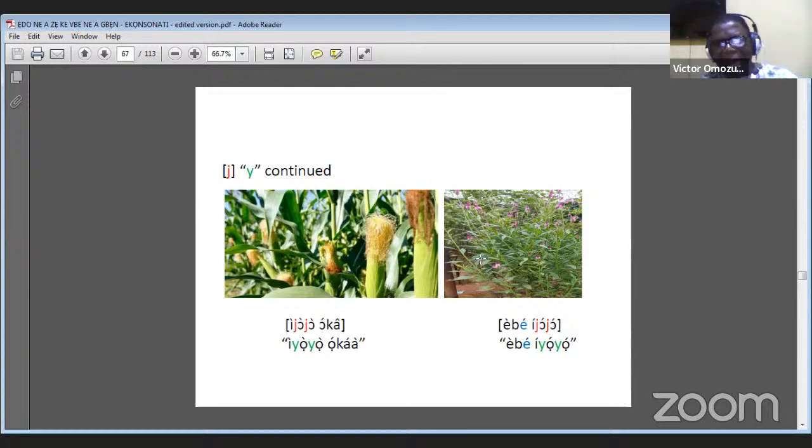Then, ebe iyoyo. You see, I put the last A of ebe there in blue because it's always elided in rapid speech. And so you have a biyoyo. So the elision process is a very common process in Edo phonetics.